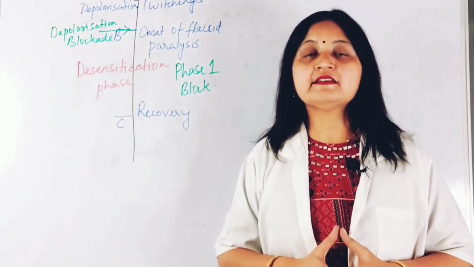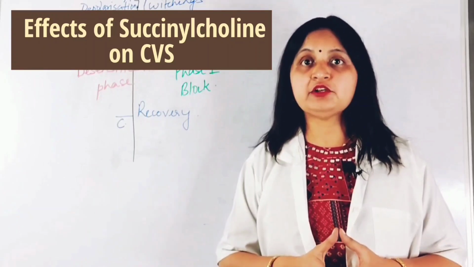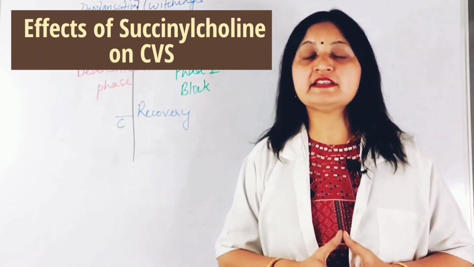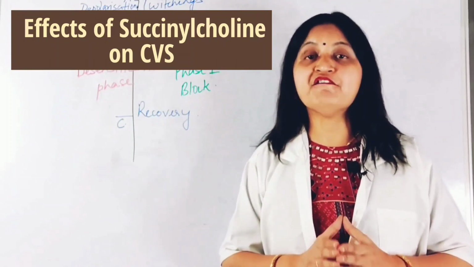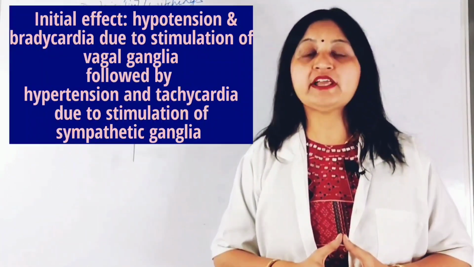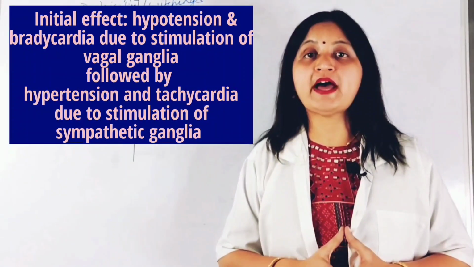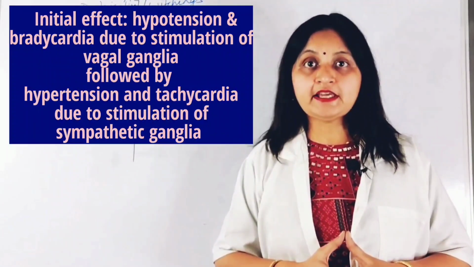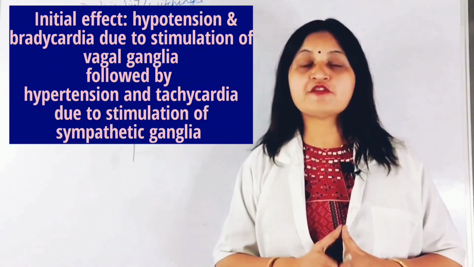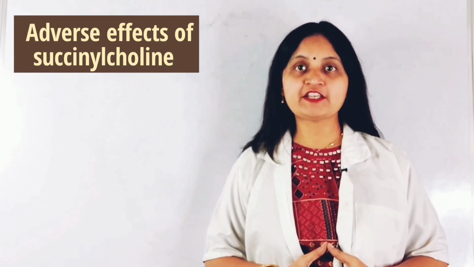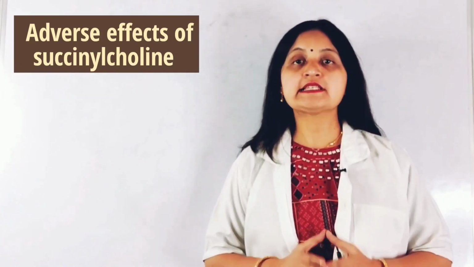The other effects of succinylcholine are cardiovascular effects. The initial effect of succinylcholine is that it stimulates the vagal ganglia, causing hypotension and bradycardia, and subsequently this is followed by hypertension and tachycardia due to stimulation of sympathetic ganglia. So let's now move on to the adverse effects of succinylcholine.